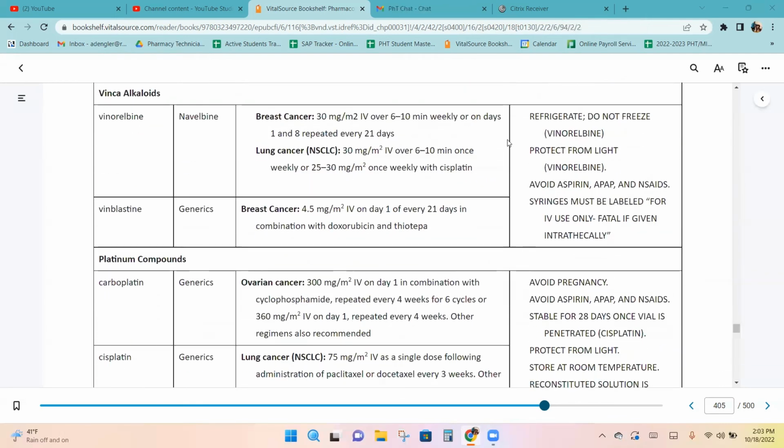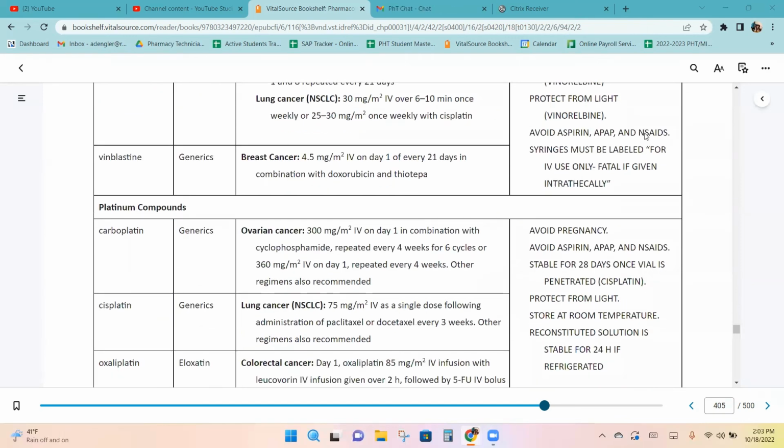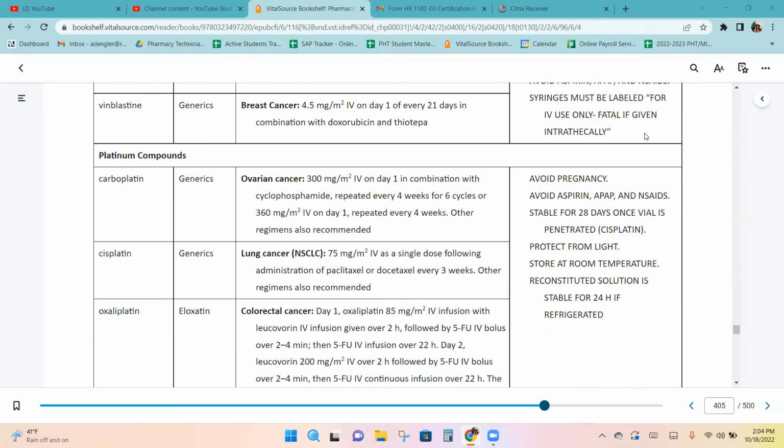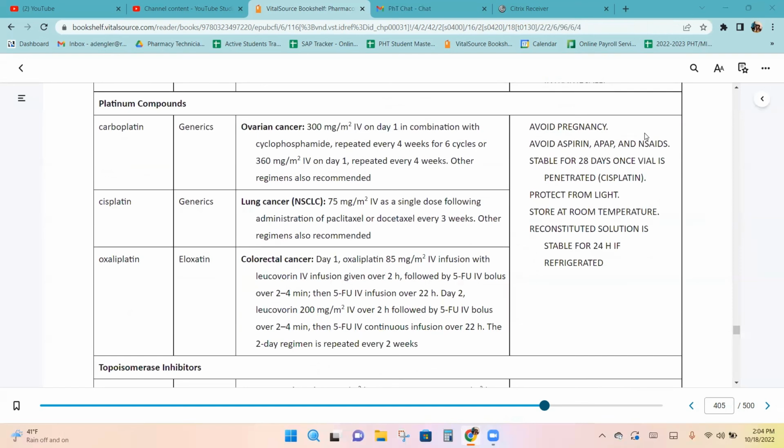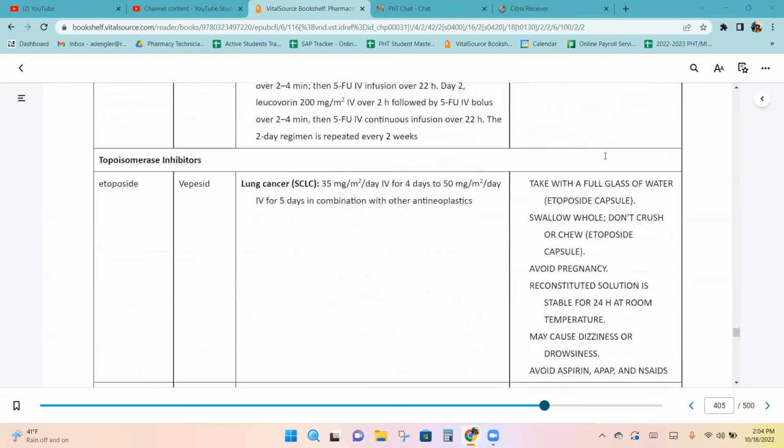For the Vinca Alkaloids, refrigerate, do not freeze, protect from light, avoid aspirin, APAP, and NSAIDs. These syringes should be labeled for IV use only, fatal if given intrathecally. For the platinum compounds, same, avoid pregnancy, avoid aspirin, APAP, and NSAIDs, which is a common warning for most of these. Stable for 28 days once the vial is open and penetrated. Protect from light, store at room temperature. Reconstituted solution is stable for 24 hours if refrigerated.